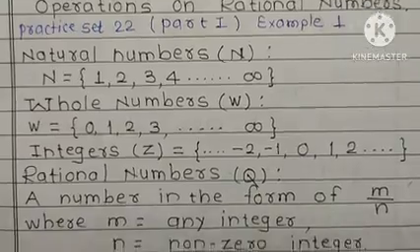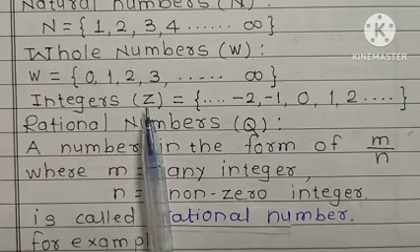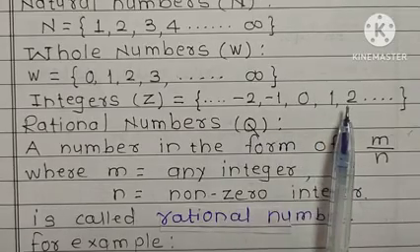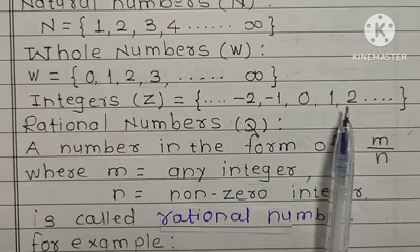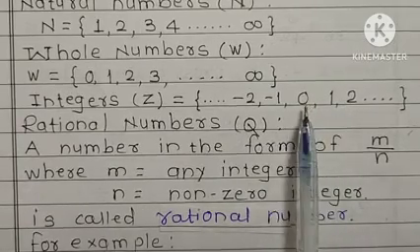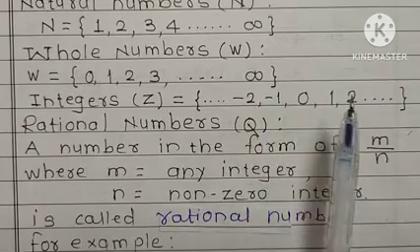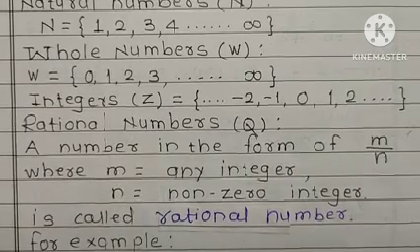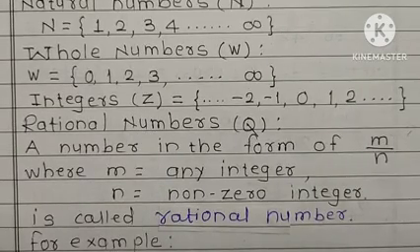Then integers are a set denoted by Z. All negative and positive numbers are included in this set along with 0. So 0, negative numbers and positive numbers are the elements of the set of integers.